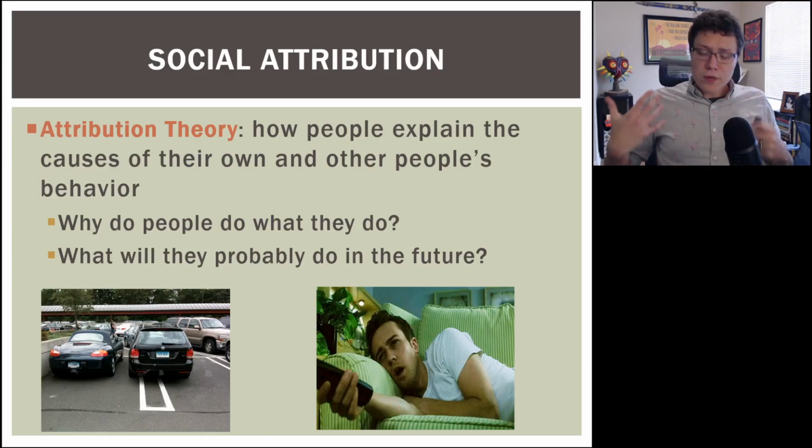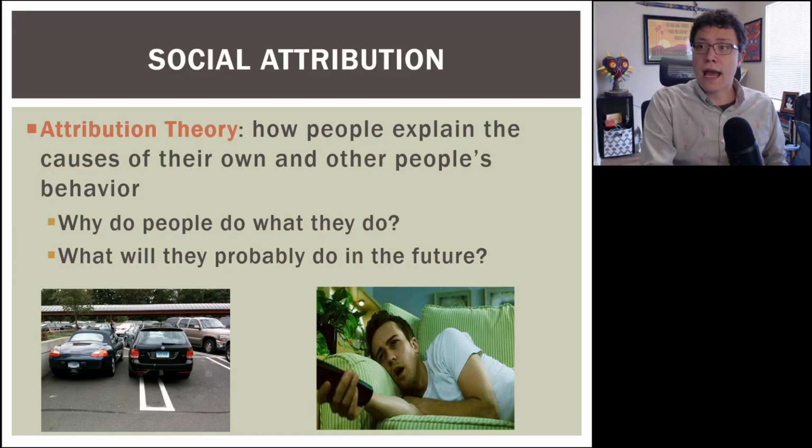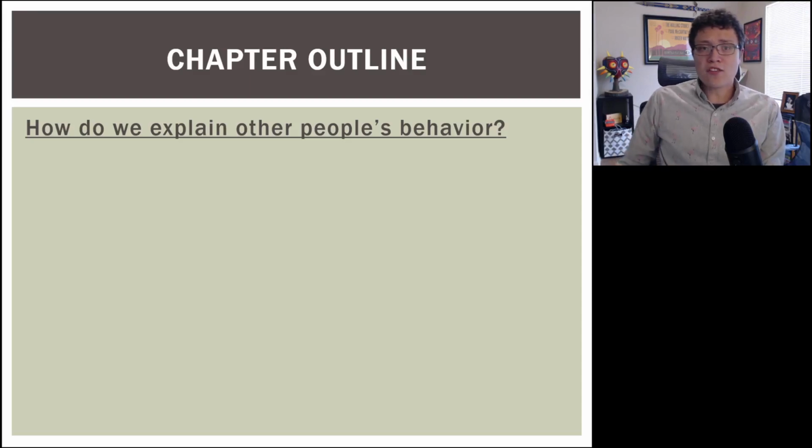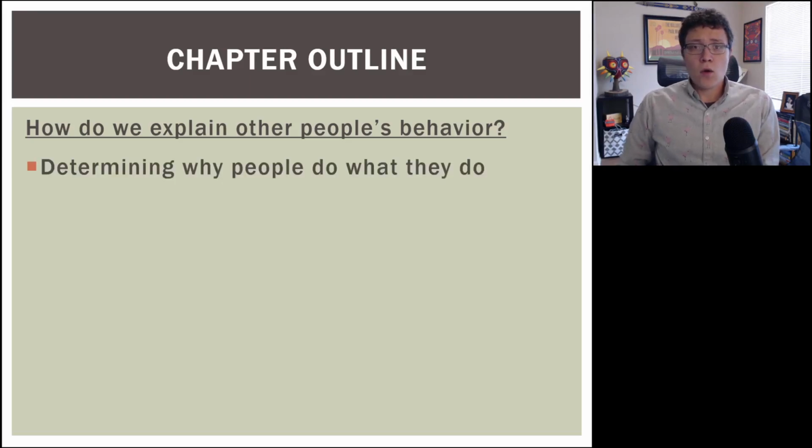So attribution theory is finding different attributes, or characteristics, of other people. And so how do we explain other people's behaviors? Well, one thing that we're going to talk about during this chapter is, first, we want to determine why people do what they do.